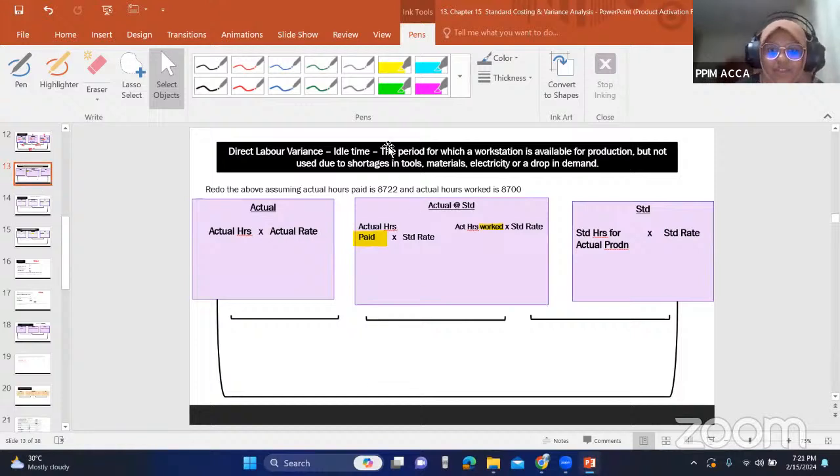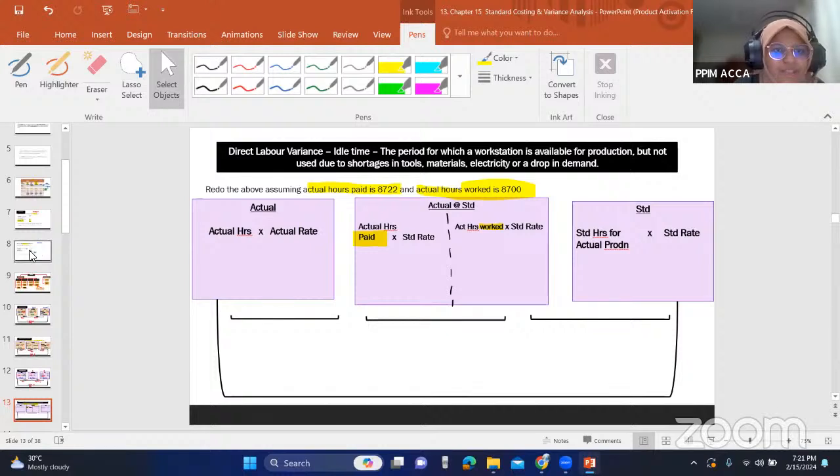Like how when there is closing stock, this actual at standard is split into two, here also it will split into two. So it will be actual hours into actual rate like before, actual hours paid into standard rate, then actual hours worked into standard rate, and as before, standard hours for actual production into standard rate. It's saying redo the above assuming actual hours paid is 8,722 and actual hours worked is 8,700. In the previous question, the hours that we paid and the hours they worked were both 8,722.